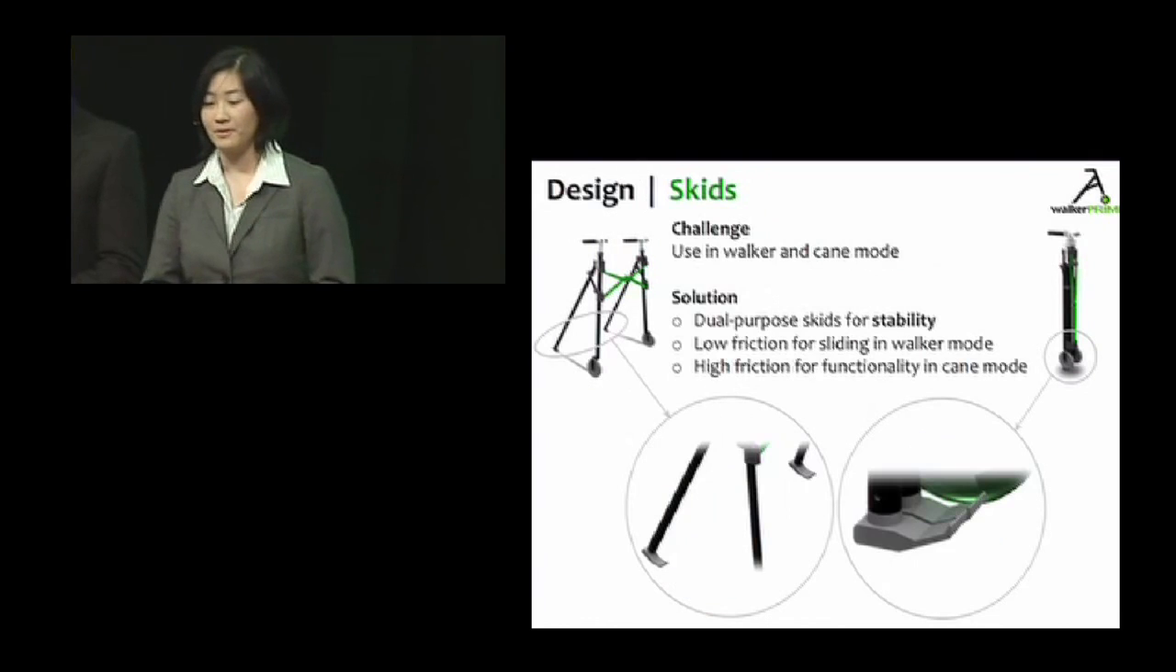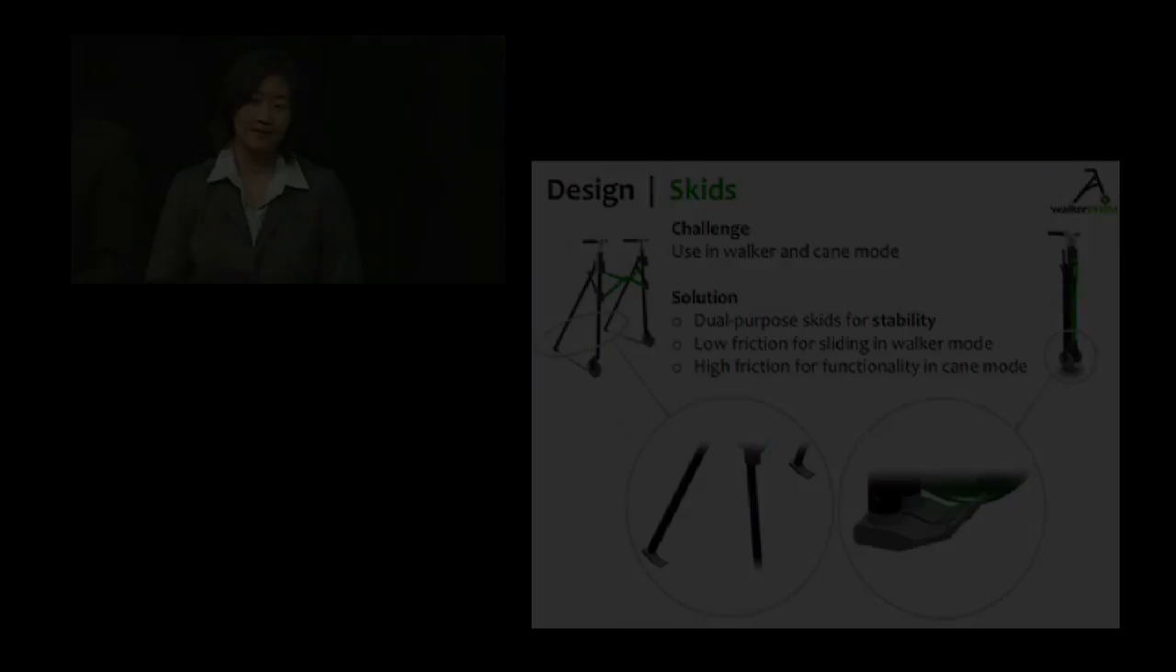This brings us to our dual-purpose skids. These skids were designed to be stable in both modes. There is a low-friction surface for sliding in walker mode and a high-friction rubber surface for functionality in cane mode.